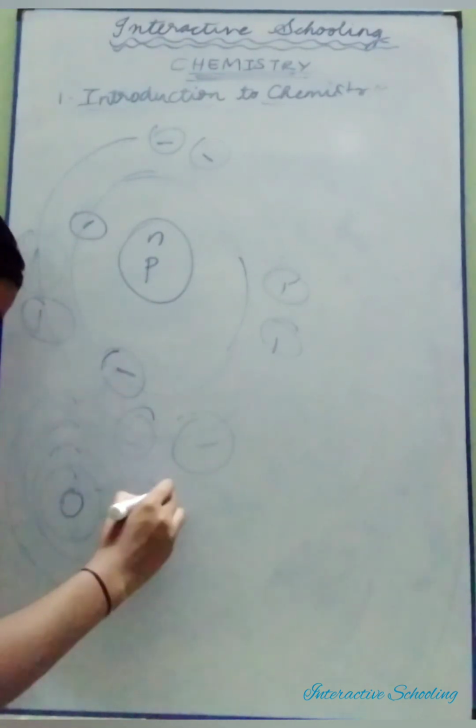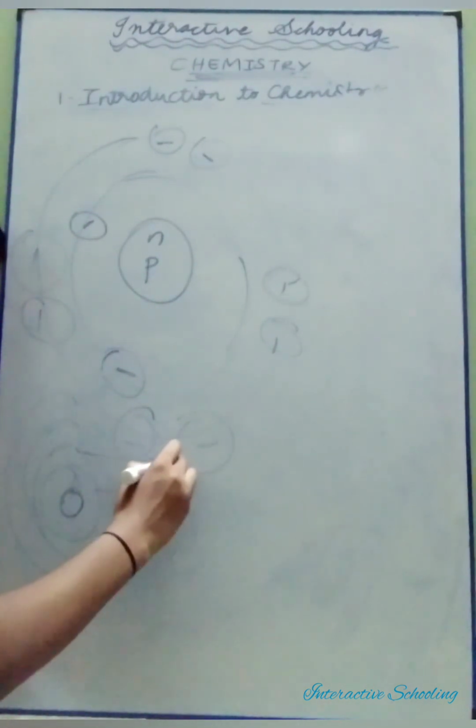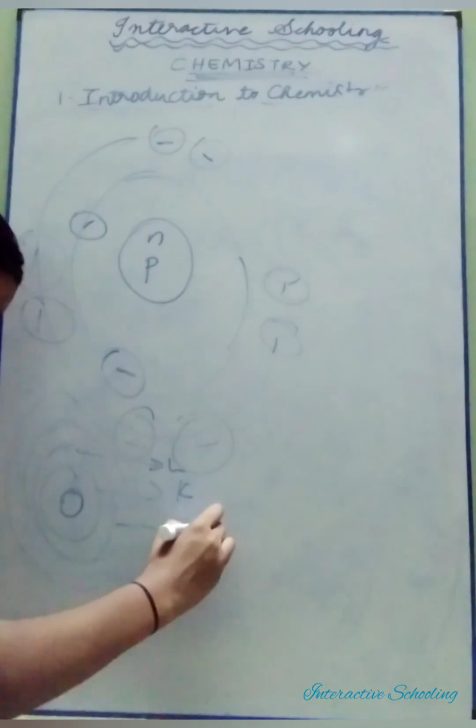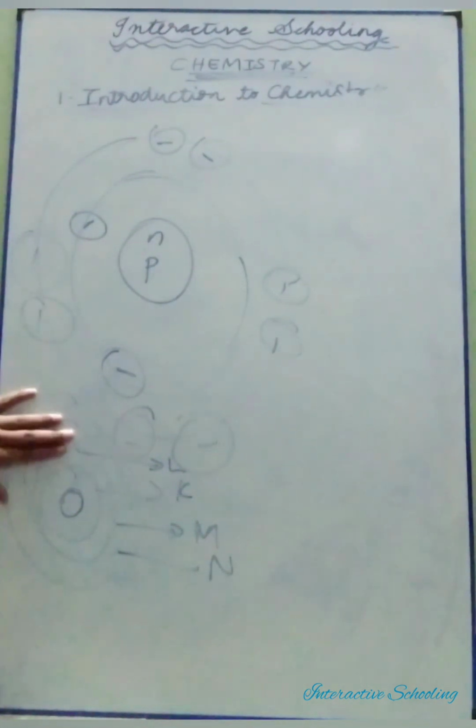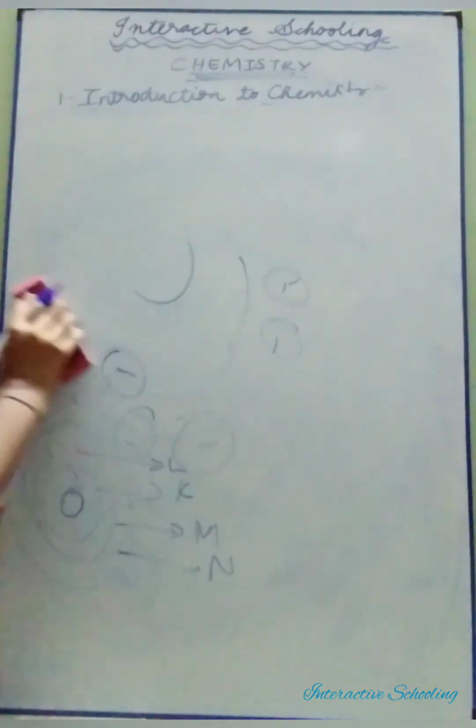So this first shell was K, second shell was L, third shell was M, and fourth shell was N, and so on, or 1, 2, 3, 4, and so on. So this was Niels Bohr's atomic model, and this is the one that we follow right now.